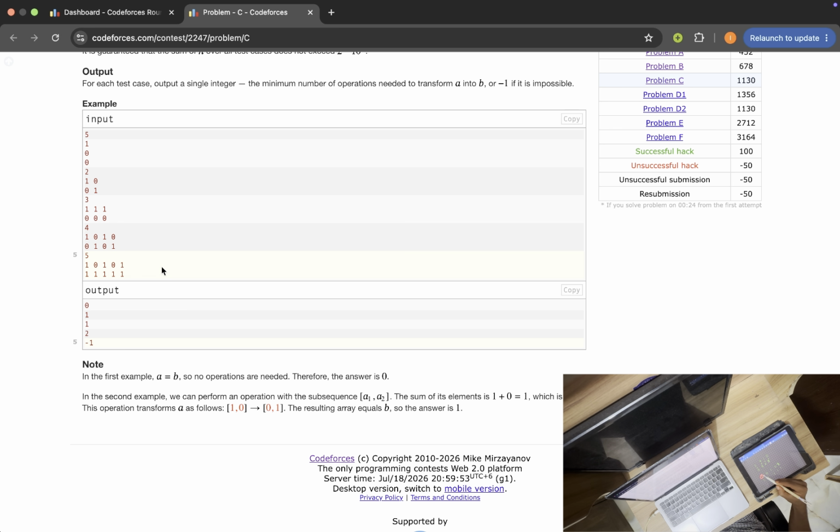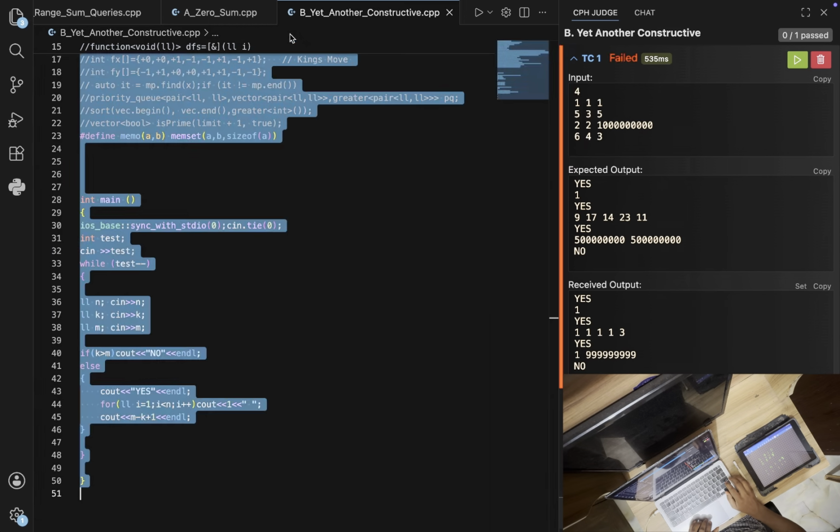So 0 0, they become 0 1 1. Oh, makes sense. It removes the dependency. So the intuition is the answer can be 0, 1, 2 or minus 1. Okay, there can be two possible answers.